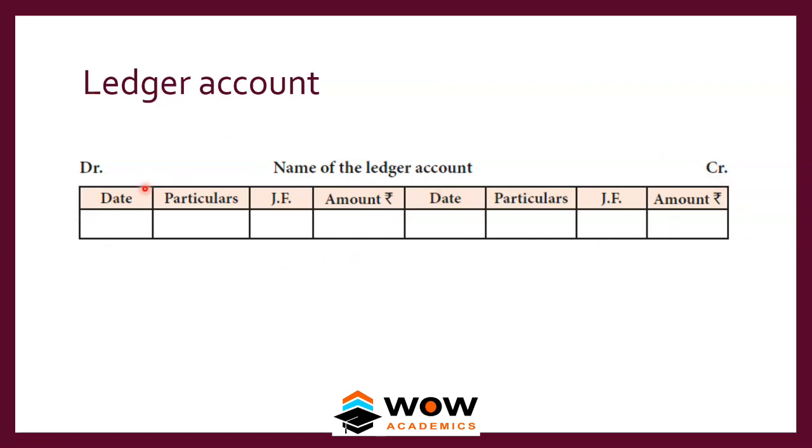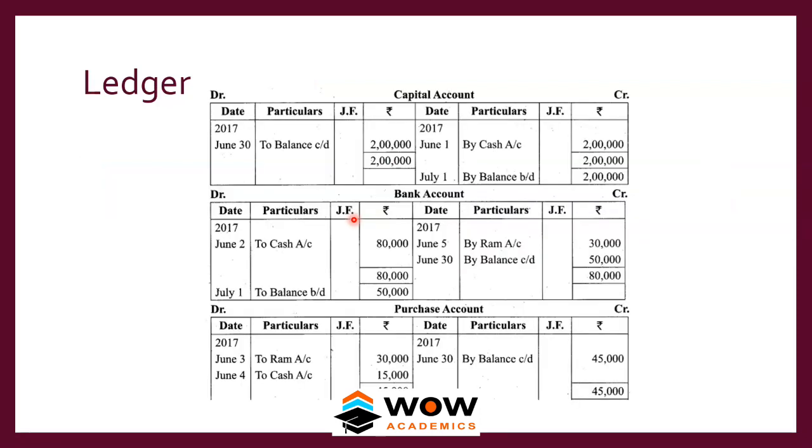So again you have date, particulars, the journal folio. So JF is journal folio. Like the ledger folio in the journal, similarly you have the journal folio here, that is, from which journal entry this particular entry has been created. And then the amount is usually written. So this is about the actual accounts.